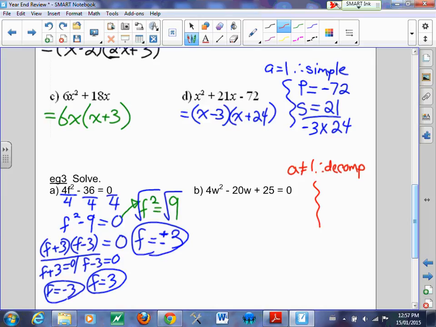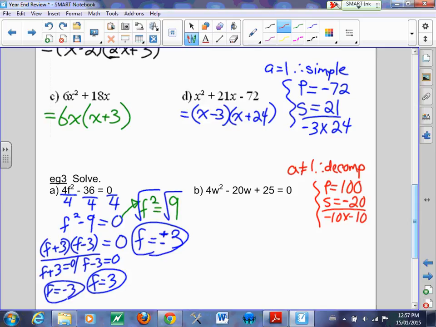On the margin, we've got a product equals A times C, so 4 times 25 equals 100. Our sum equals our B value, which is negative 20. What two values multiply to give you positive 100, so they both have to be negative, and sum to give you negative 20? Hopefully you come up with negative 10 times negative 10. Hopefully that didn't take you too long.